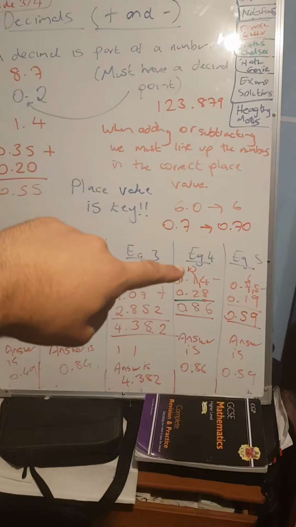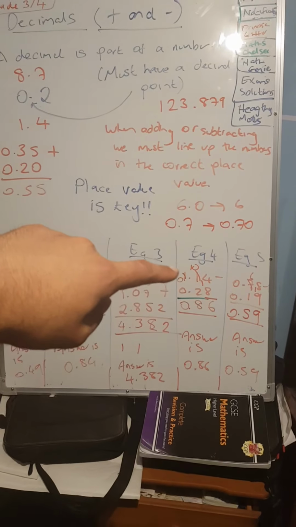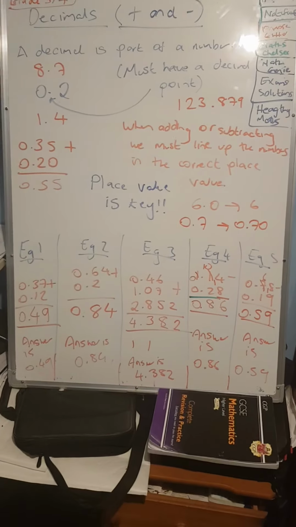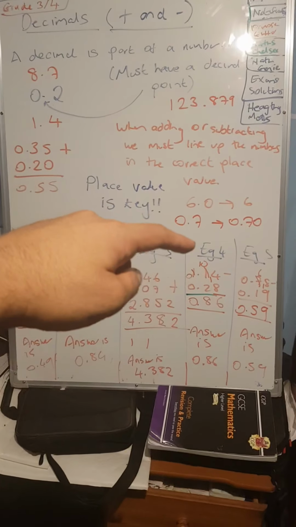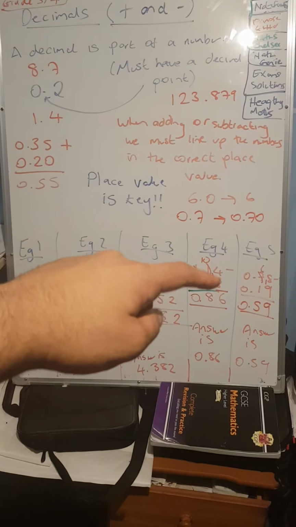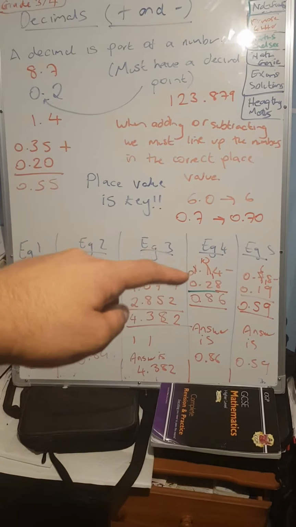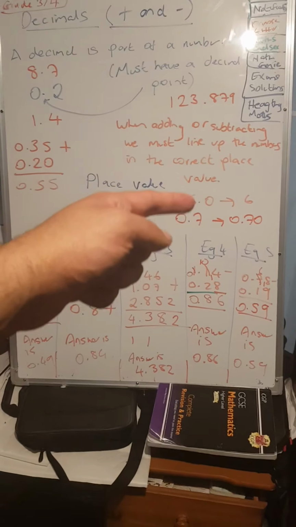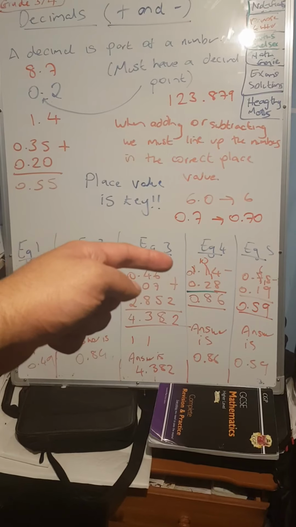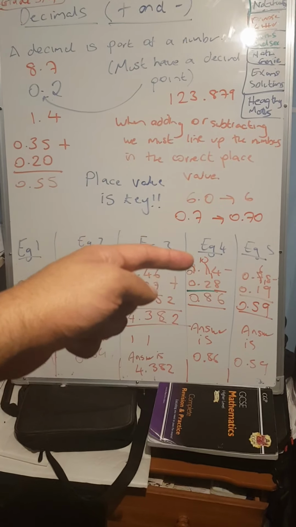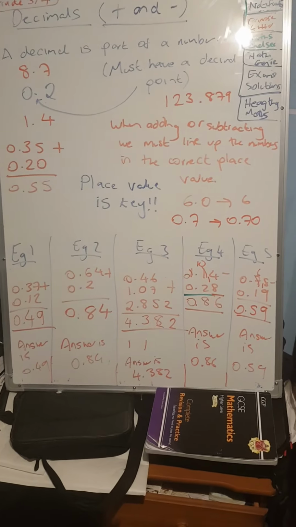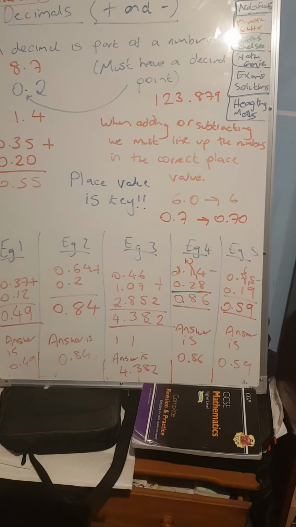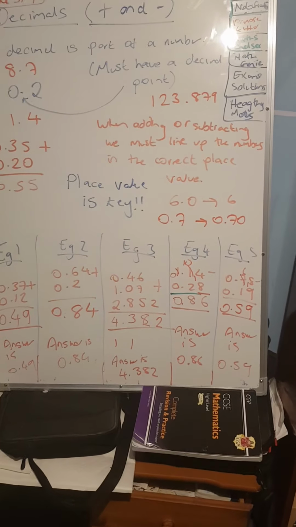So here I've got 4 take away 8, which I can't do, so I have to take off a 1 there. So that now becomes a 0. So it's 14 take away 8, which is 6. 0 take away 2 I can't do, so I take off 1 there, so it becomes a 10. 10 take away 2 is going to be 8. 0 take away 0, I'm going to get 0. So the answer is 0.86.